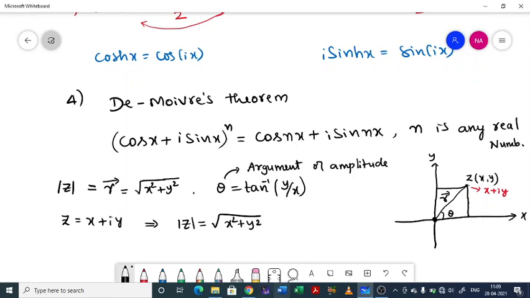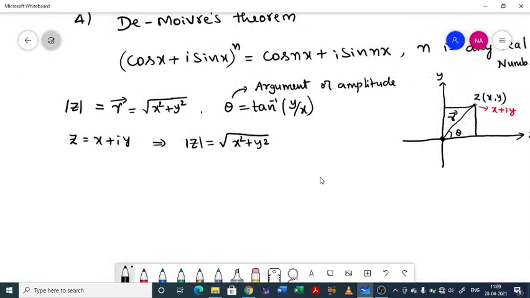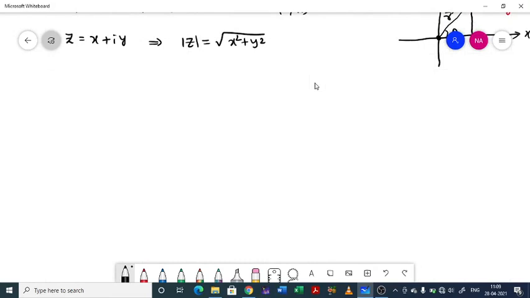Now there are some important identities that relate the argument and modulus of different complex numbers. So let's do one by one. First one, if you have two complex numbers z1 and z2, then modulus of z1 into z2 is the same as modulus of z1 into modulus of z2. You can extend this result for n number of complex variables. So modulus of the product is equal to product of the modulus. That you have to remember.